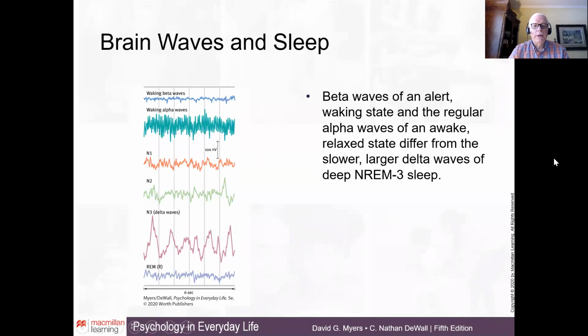In this diagram, we can see the different kinds of brain waves that occur throughout the night. As you can see, waking beta waves are low amplitude, high frequency waves, and we tend to have these waves when we're in an alert state. And as we already mentioned, alpha waves occur when we begin to feel drowsy. And alpha waves are high amplitude and high frequency waves, as you can see.